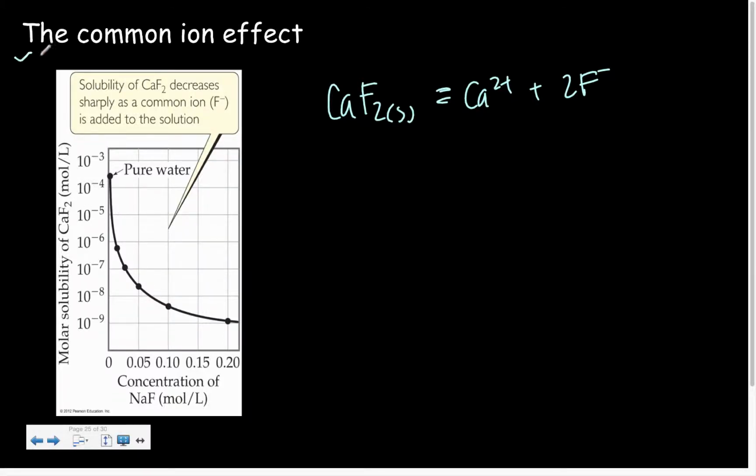Hello AP Chemistry, and welcome to the last little bit of Chapter 17, talking about the common ion effect, and that eventually leads us into a Q versus KSP discussion.